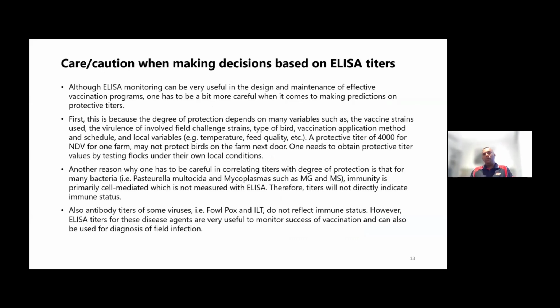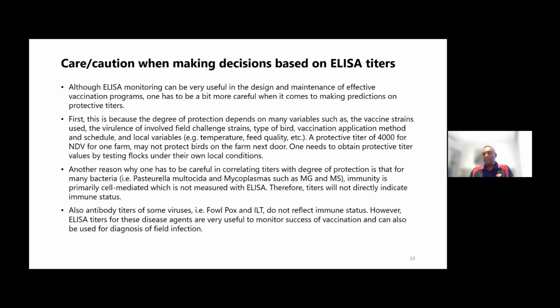Care has to be taken, or caution has to be taken, when making decisions based on ELISA titers. Although ELISA is very useful, the protection provided by vaccines depends on many variables like vaccine strains that are used, virulence of field strains, type of bird, vaccination application method, schedule, and local variables like temperature and feed quality. A protective titer of 4,000 for NDV for one farm might not protect birds on the farm next door.